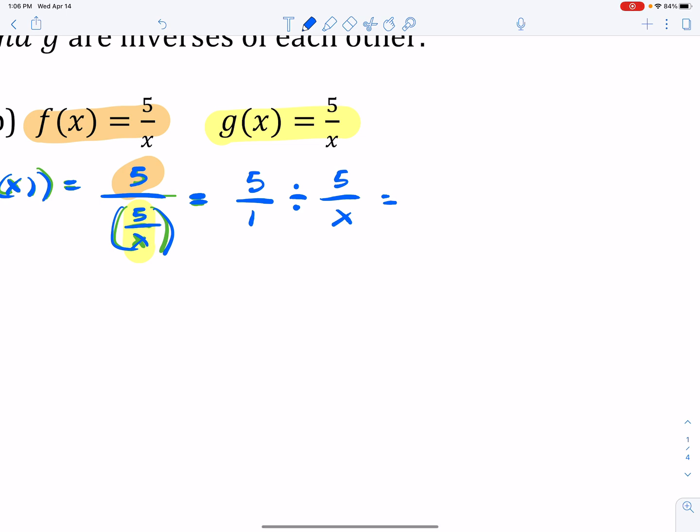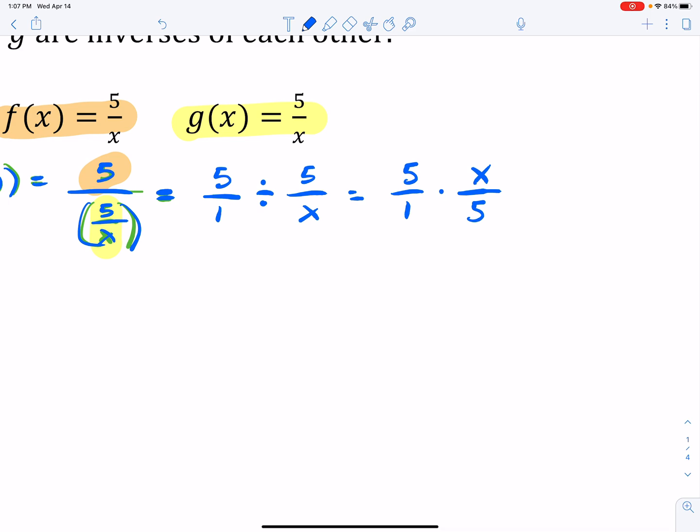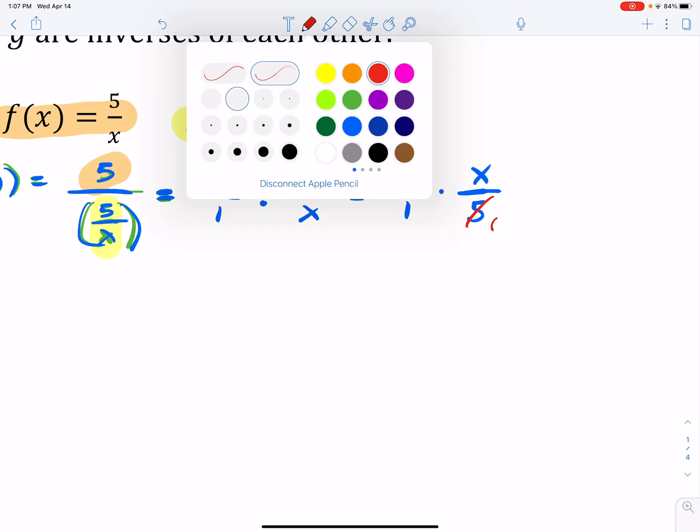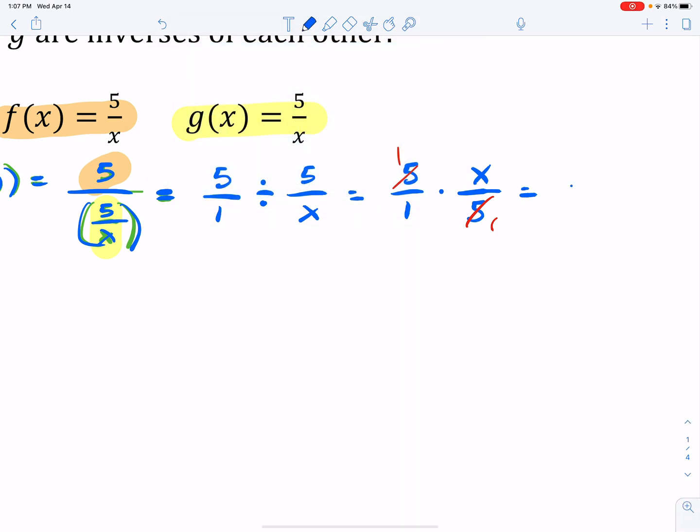Well, when we do this, what we can do is flip this fraction. And when we flip it, it also changes the sign. So this is going way back to 6th grade. When we take the reciprocal of something, it also changes the sign. So this would end up being 5 over 1 times x over 5. Okay? If you noticed, these end up canceling, right? So what are we left with as our answer? Is just x. So not too bad.